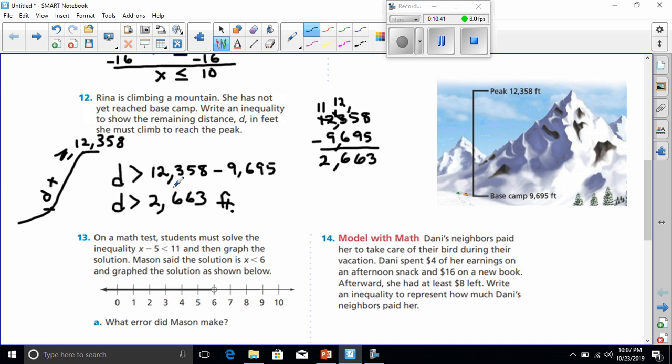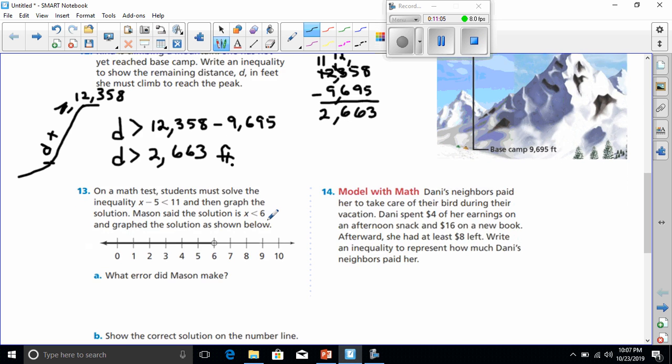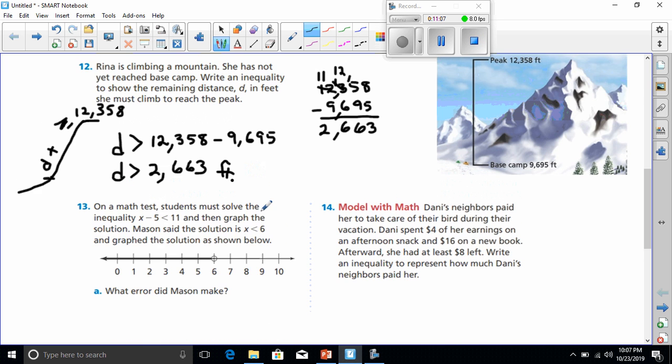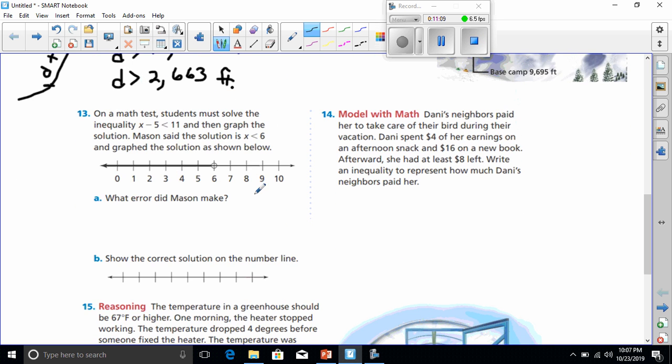Okay? And that's all the information we can really tell, because it does not tell us how far she went from to get to base to where she's at to get to base camp. So that's the distance. That's the inequality that would represent how much she must climb to get to there. A greater distance than 2,663 feet. Okay, we're going to move on to number 14 now.